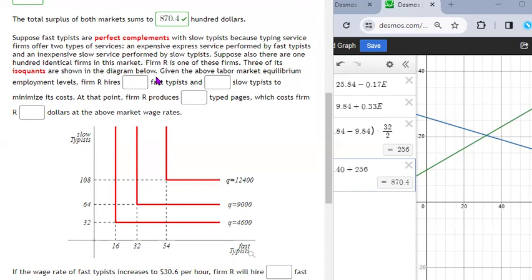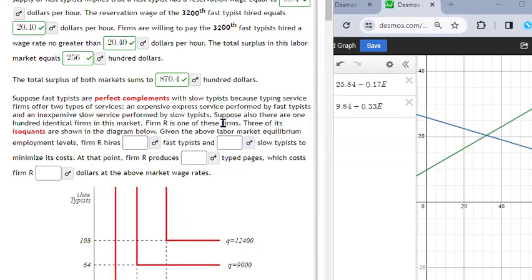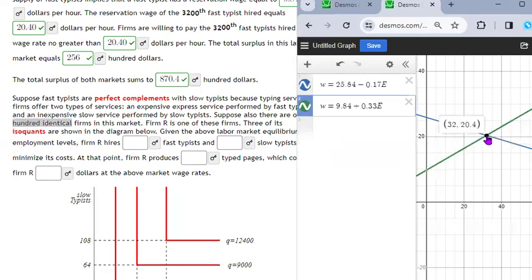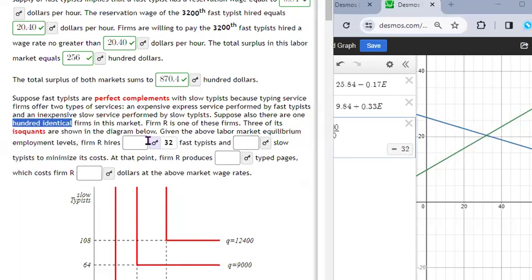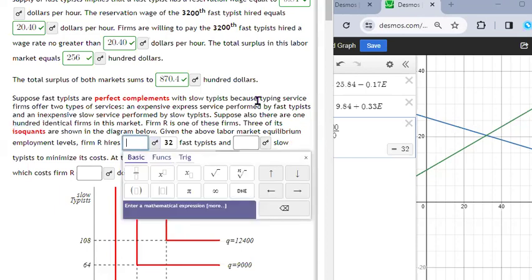Given the labor market equilibrium employment levels, firm R hires what? Now, again, there's 100 identical firms, right? And we said E was in hundreds, right? So this is actually 3,200, right? So 3,200, there are 100 identical firms. They're all going to hire the same number of employees because they're identical, right? So if I divide this 3,200 by 100, I get 32. Each of the 100 firms hires 32 fast typists, resulting in 3,200 in the market, right?